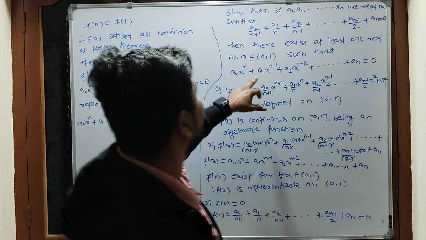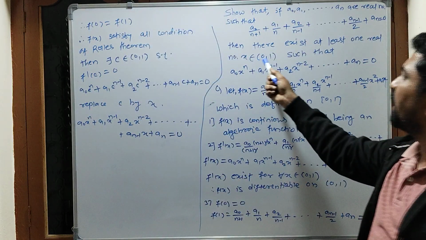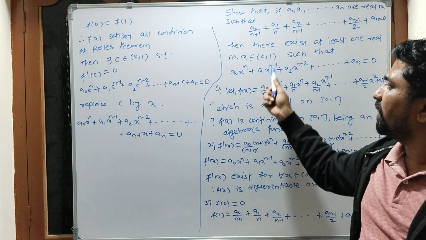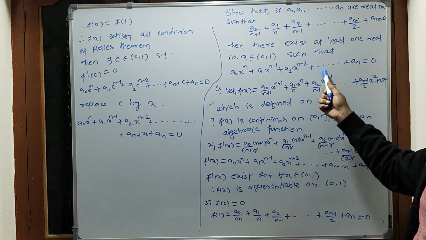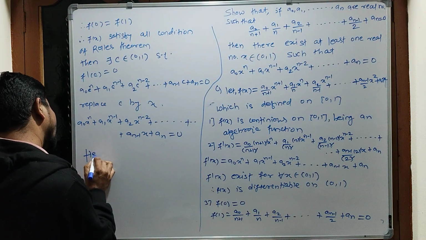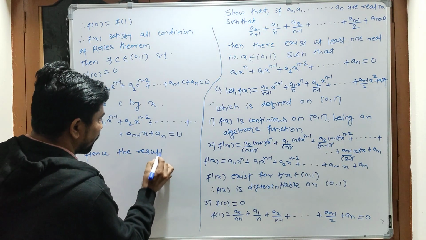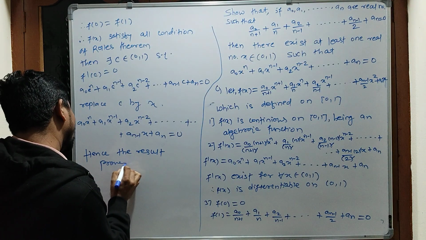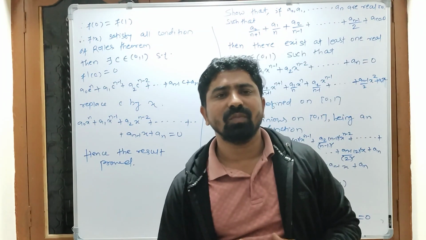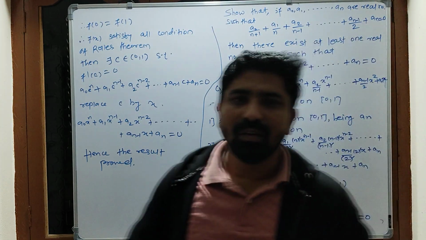Therefore there exists x belonging to the open interval 0 to 1 such that a0 x power n plus a1 x power n minus 1 plus a2 x power n minus 2 plus an equal to 0. That is what we have to prove. Hence the result is proved. So here, by using Rolle's theorem, we have shown this result. So thank you.